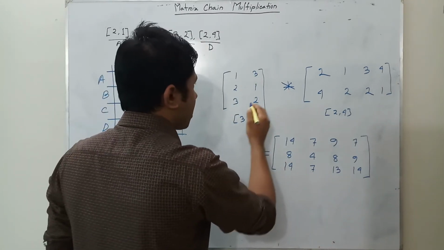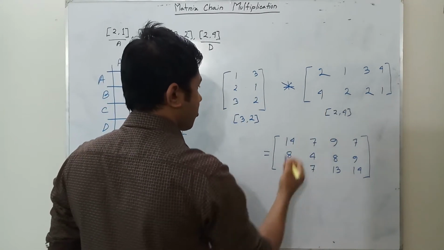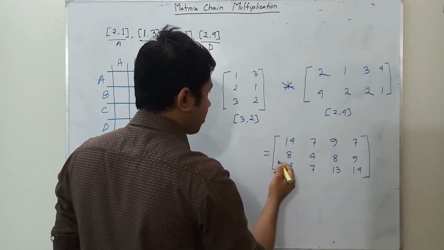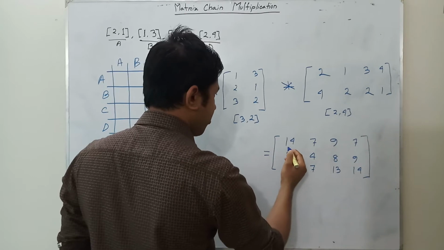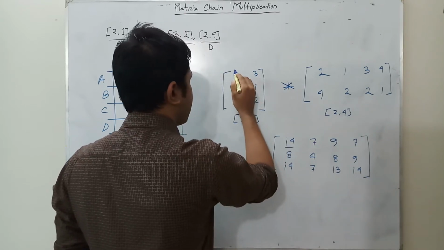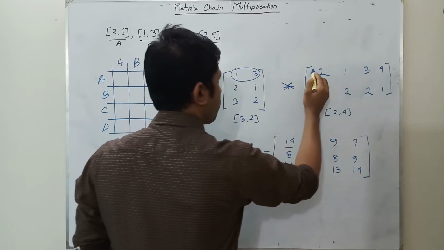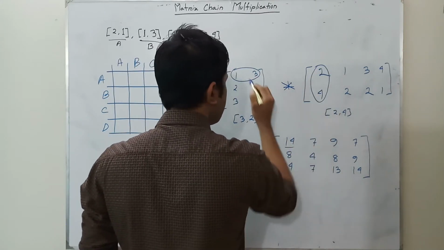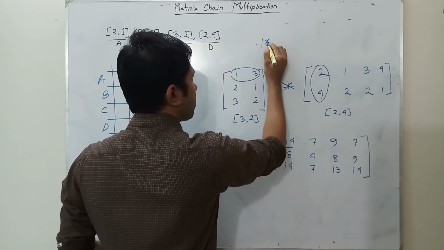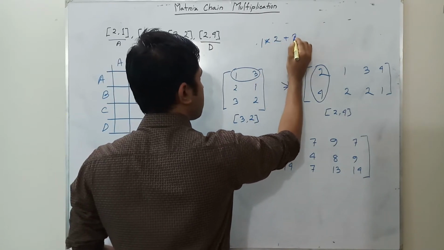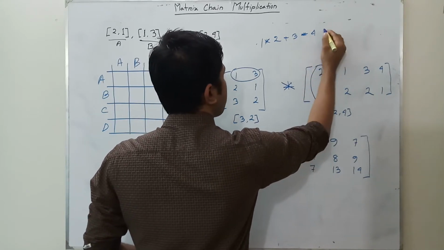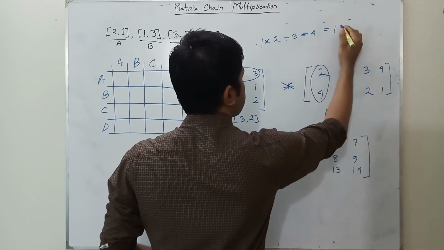After multiplying this matrix with this matrix, we have got this matrix, and in the resulting matrix, in this field the value is 14. We have got this value after multiplying this row with this column, like this way: 1 into 2 plus 3 into 4 equals 14.